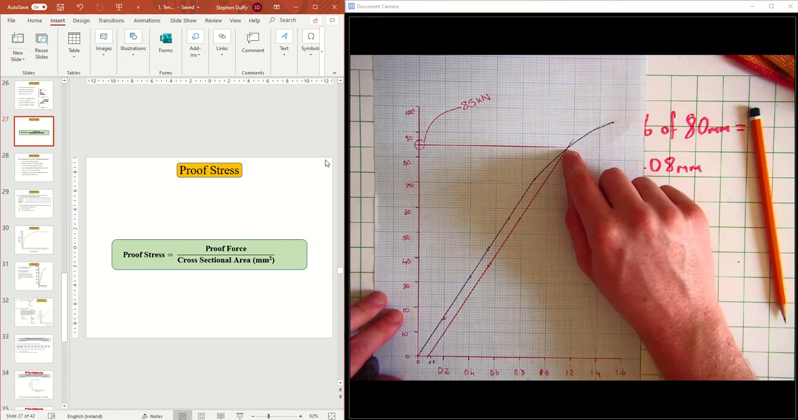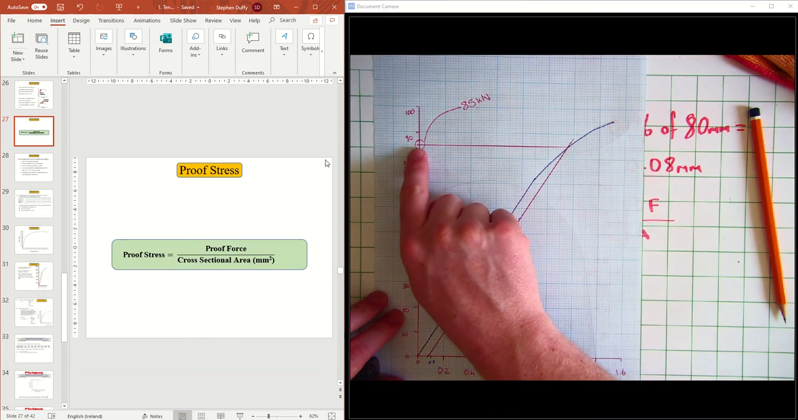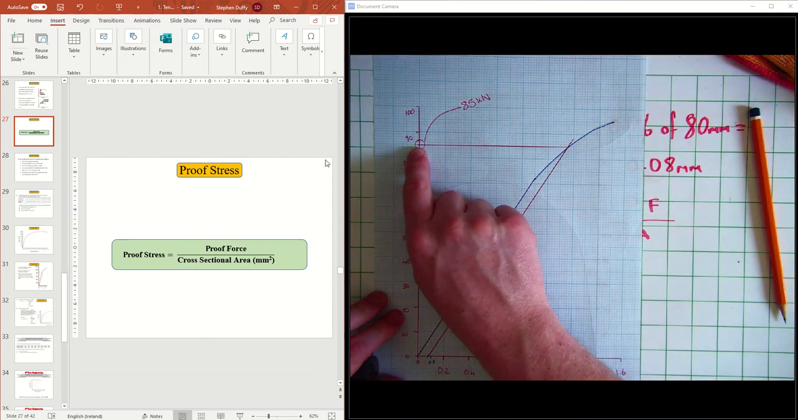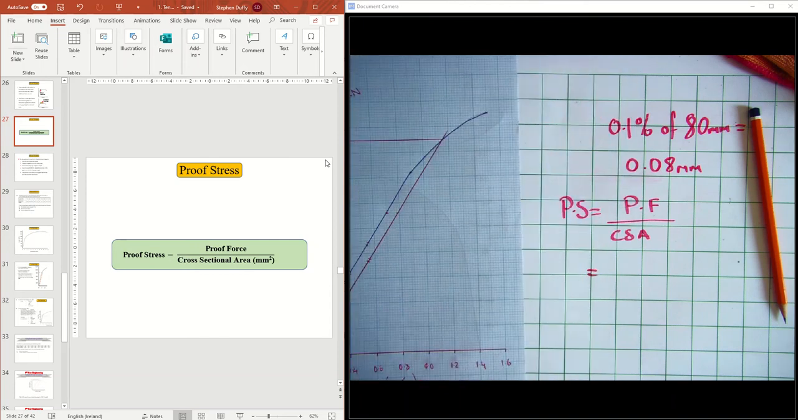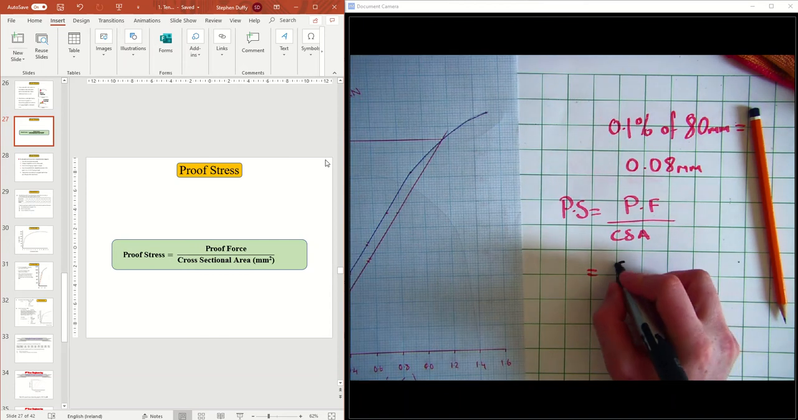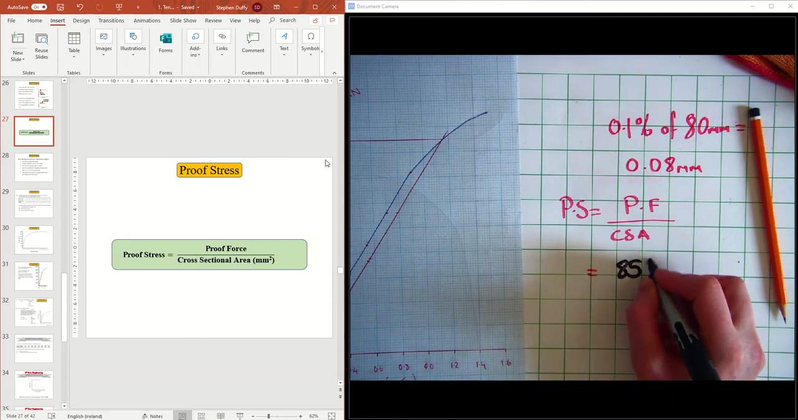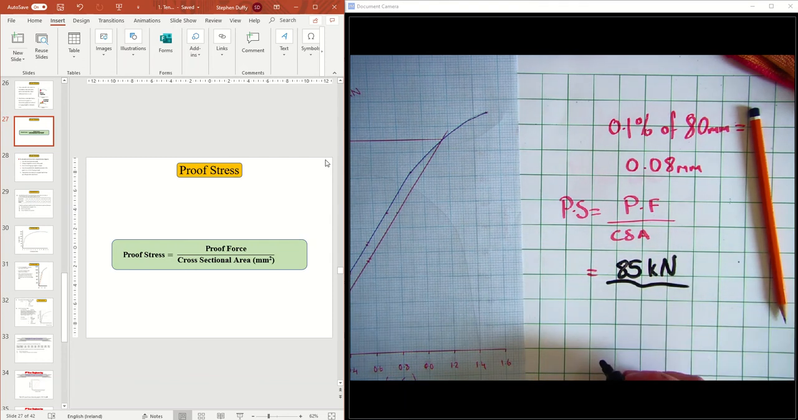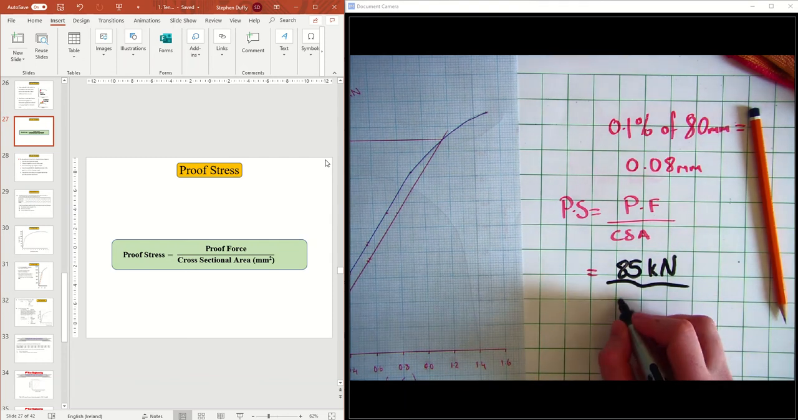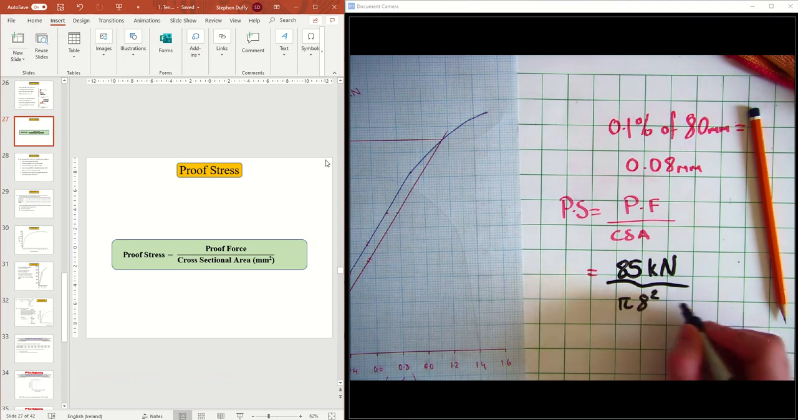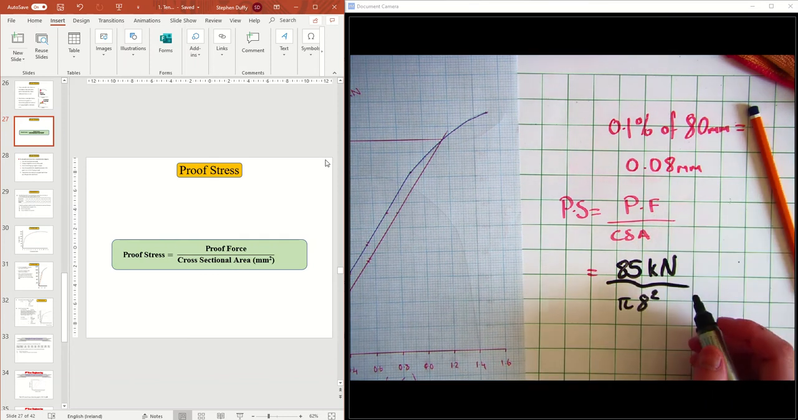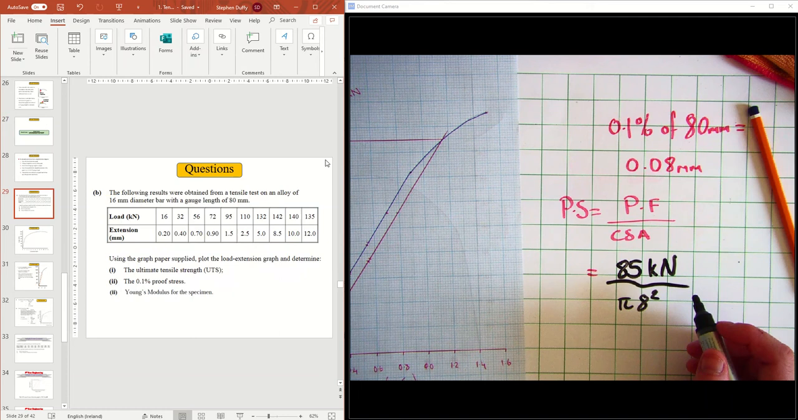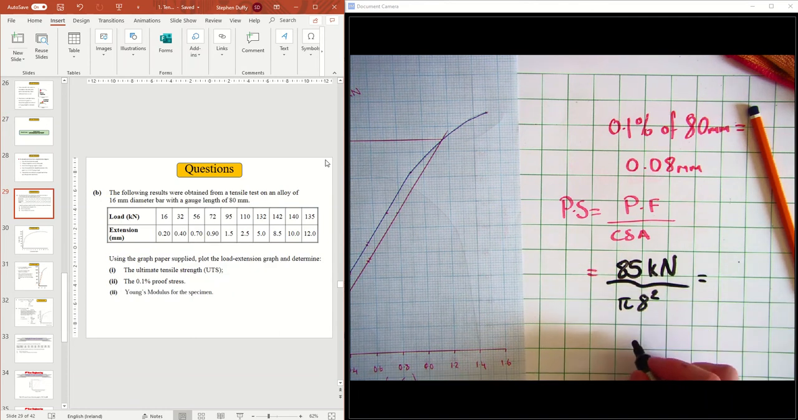Where that intersected my curve, I brought this back to find it on my y-axis, or my load axis. I got the value as 85 kilonewtons. So my proof force is 85 kilonewtons, divided by the cross-sectional area. So this is the cross-sectional area again. It's going to be pi times 8 squared in this case, because the 8 is the radius of the diameter bar.